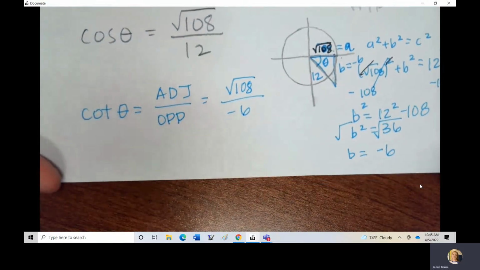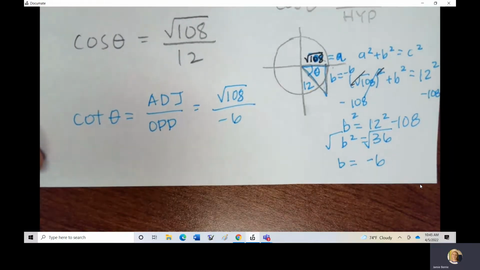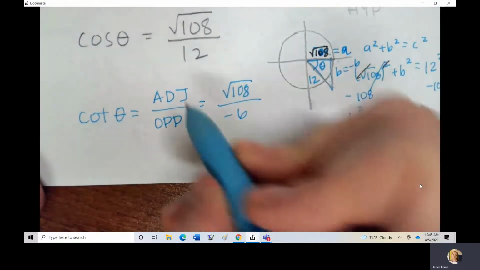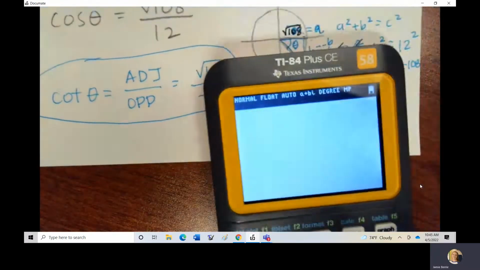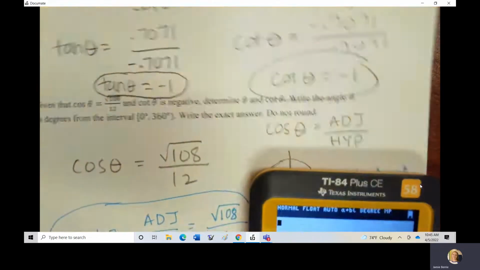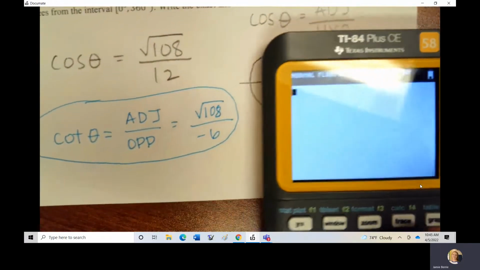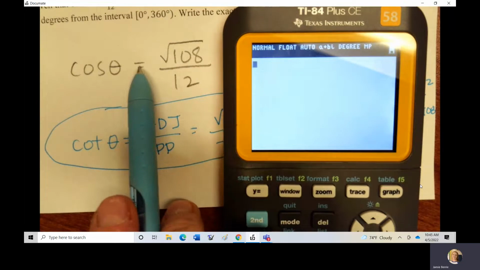And then to figure out what theta is, let's use the inverse cosine function on our calculator. You can see I'm in degree mode. They told me to write the answer in degrees, so make sure you're in degree mode. Now I'm going to use this fact: cosine theta equals square root of 108 over 12.